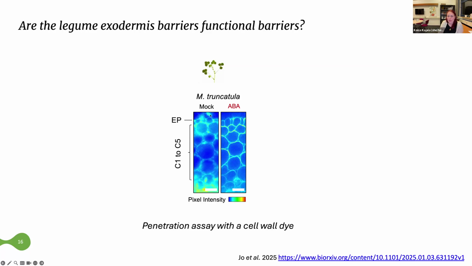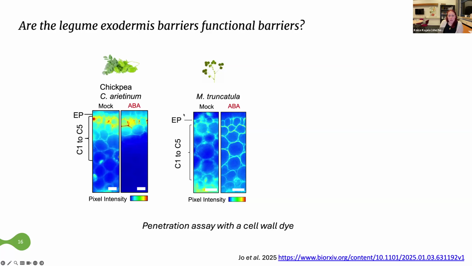So in Medicago truncatula, we see that from epidermis through all the cortex layers in both mock and ABA, we see the stain marking all of the cell walls as expected. So no blockage of the dye penetration. In chickpea, we see that the dye is blocked at the outermost cortical layers, and it's slowed down, and no PI signal is picked up in the inner cortex layers. So here we have a functional barrier.